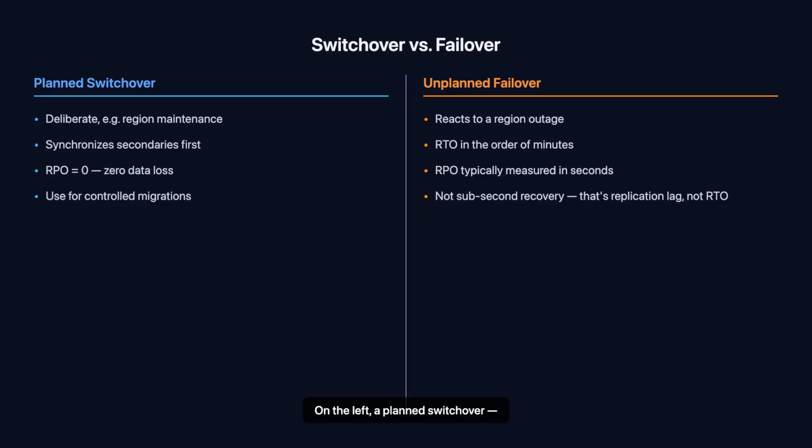On the left, a planned switchover, deliberate, say for region maintenance. It synchronizes the secondaries first, so your recovery point objective is 0. No data loss. Use it for controlled migrations.